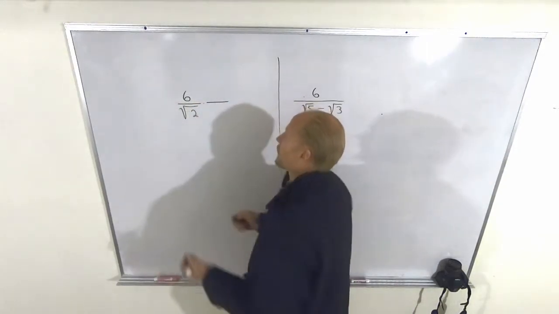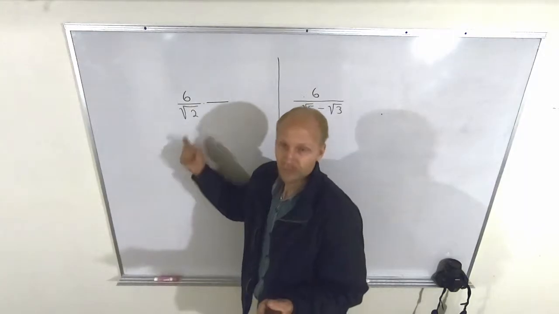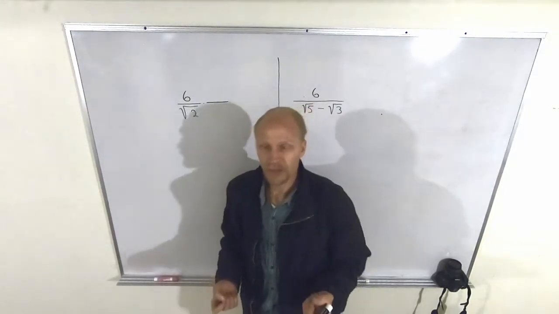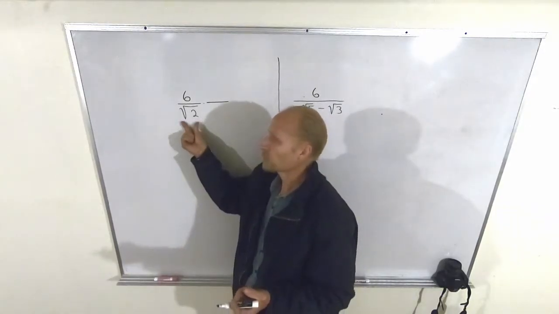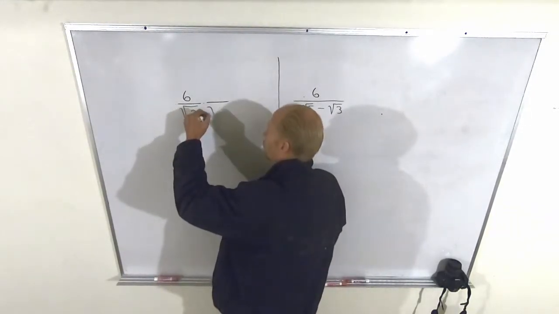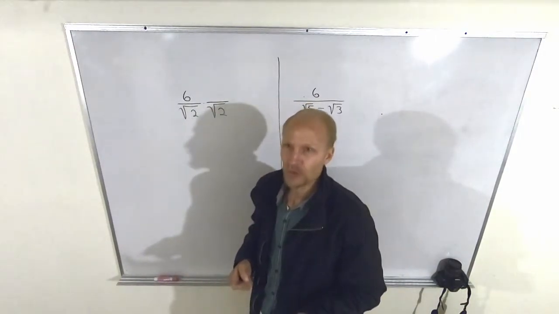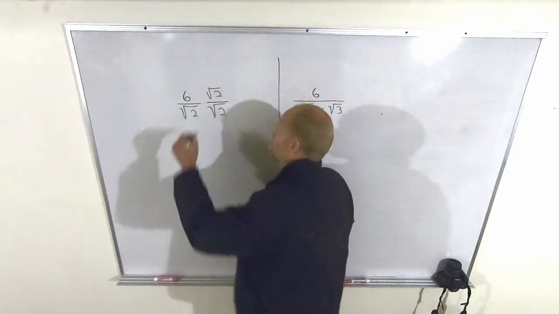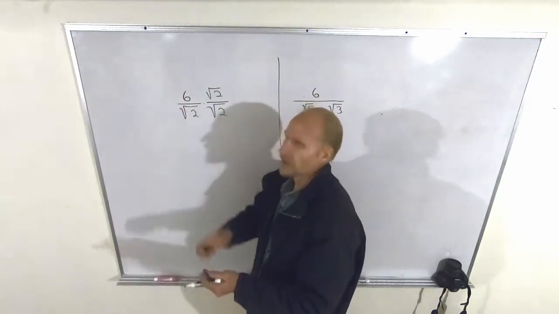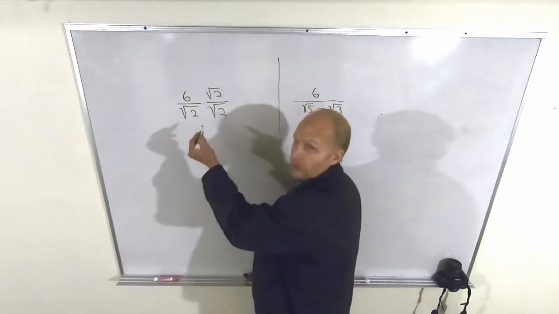Alright? Now, it turns out that if you square a square root, it gets rid of the root. The definition of squaring is a number times itself. So I'm going to take the square root of 2 and multiply it by itself. But of course, with fractions, whatever you do to the bottom, you have to do to the top. So we're taking this first fraction and we're multiplying it by this really fancy version of 1.